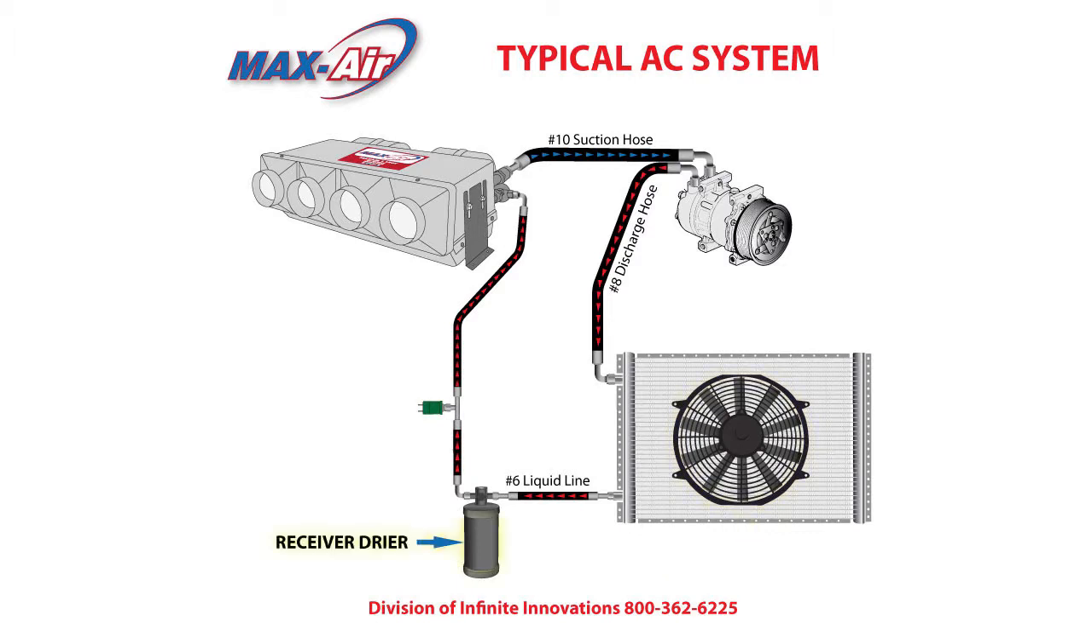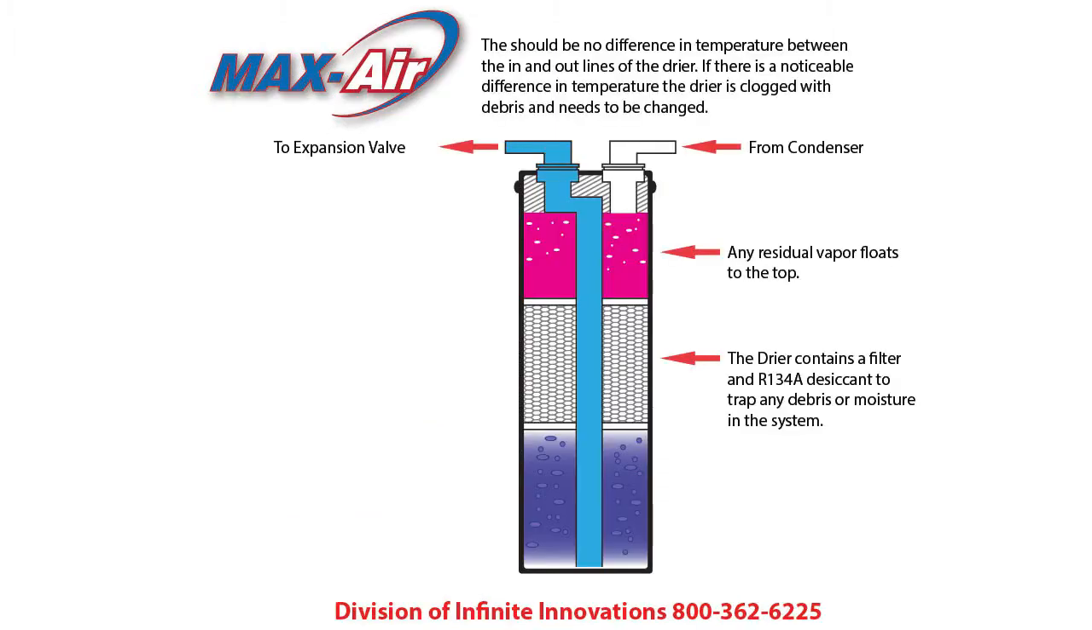Dryers are used in an AC system that has an expansion valve. Accumulators are in line after the evaporator in an AC system that utilizes an orifice tube. Most receiver dryers contain a filter that traps debris that may be inside the AC system. Receiver dryers contain a material called desiccant that is used to absorb moisture that may have gotten inside the AC system during manufacturing, assembly, or service. Moisture can also get into the AC components from the humidity in the air.